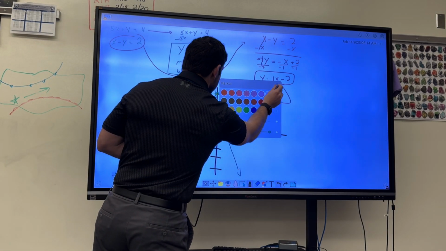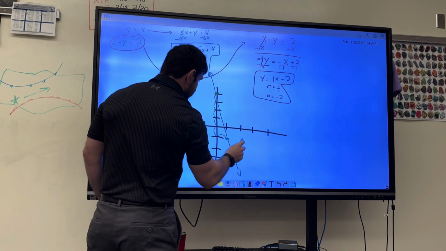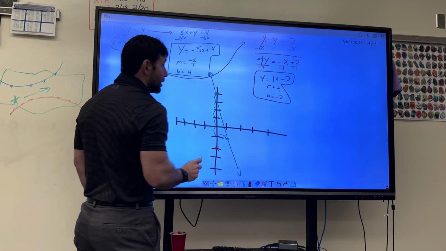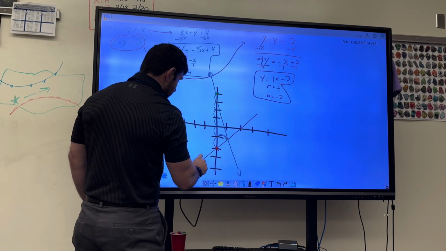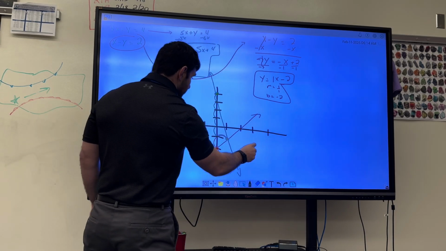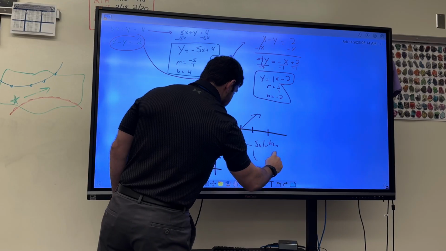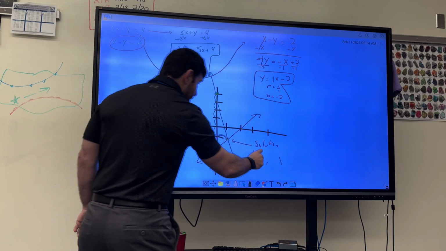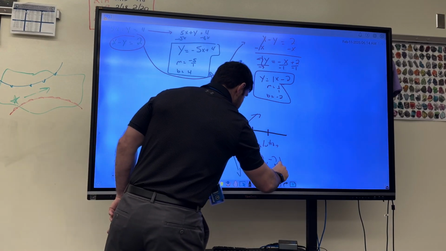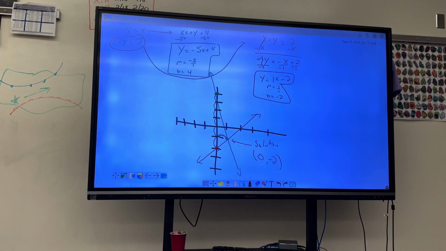Graph my red now. So, starting at negative 2. Then I'm going up 1, over 1. Oh, that's nice. It gives me the answer right here. This is my solution, because it's where it intersects. That solution has to be 0, negative 2. So you should graph both lines to make sure that yours intersects.